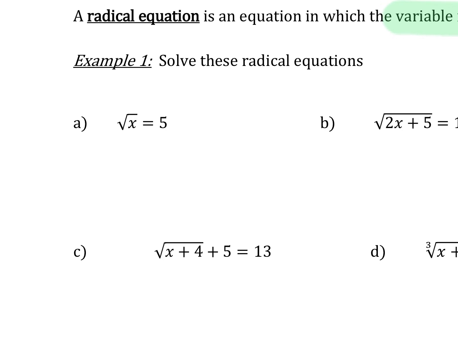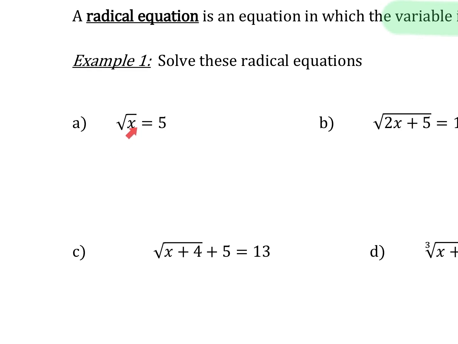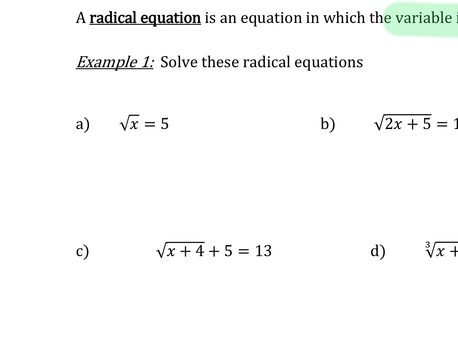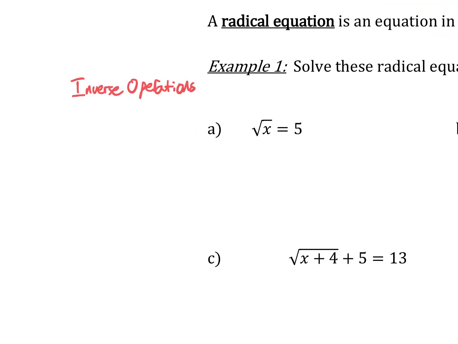If we have the square root of x equals 5, we've got to figure out what x is. Well, the key is we want to use inverse operations. Inverse operations are things like if we have x plus 5 equals 7, then the opposite of that is subtracting, and that's our inverse operation. If we have 5 times x equals 7, the inverse would be dividing by 5, and so on and so forth.